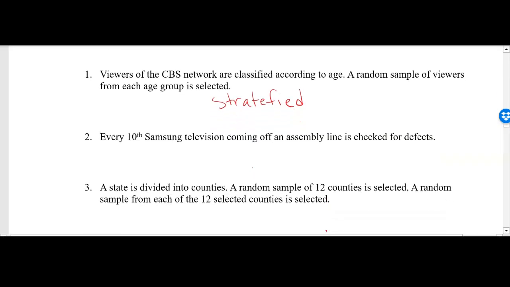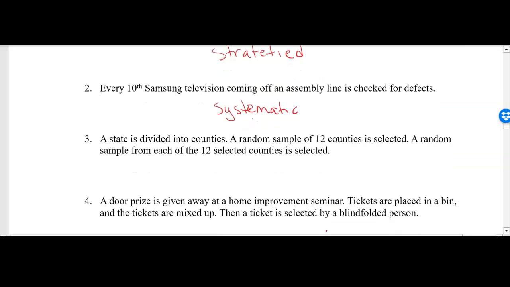Number 2, we just talked about this one. This one I think is the easiest one. Every 10th Samsung television coming off an assembly line is checked for defects. So they're not randomly selected, but it's every 10th. And what did we call that one? That was the systematic. When you pick a number, right? We talked about the movie theater, and I said you're going to pick every 5th person that comes out and interview them. That's your systematic one.